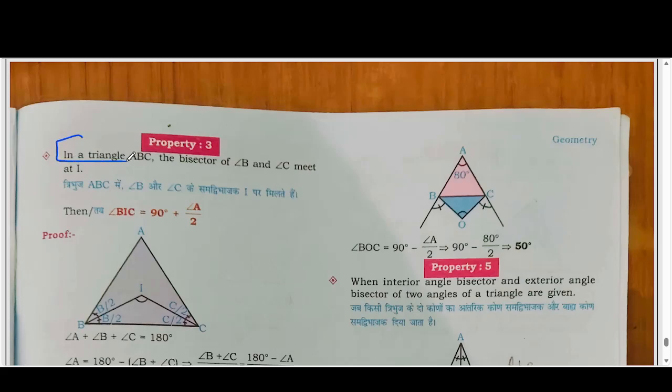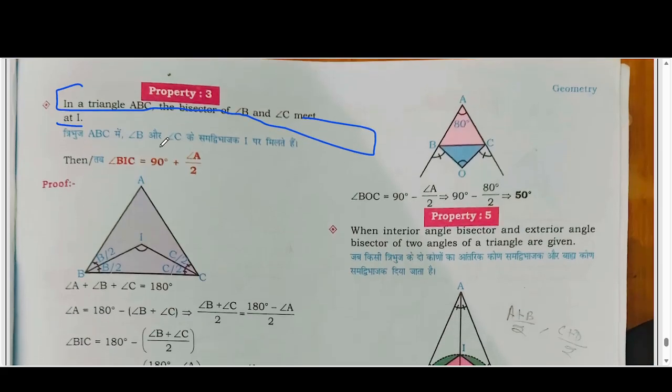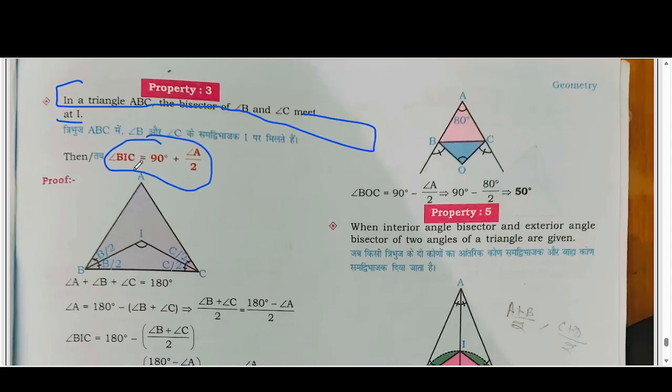They tell us that in triangle ABC, the bisectors of angles B and C meet at I. Then angle BIC is equal to 90 plus half of A.